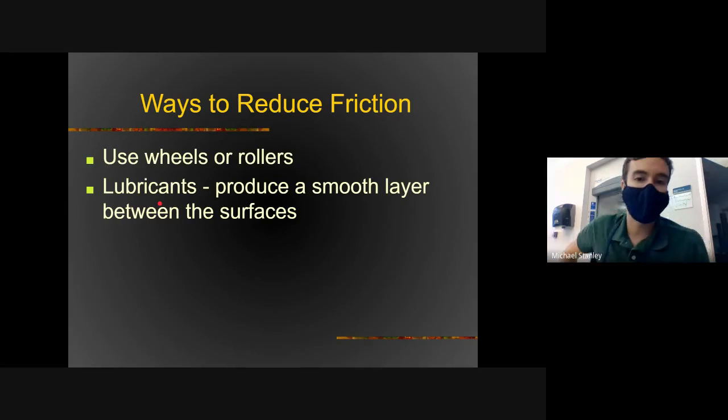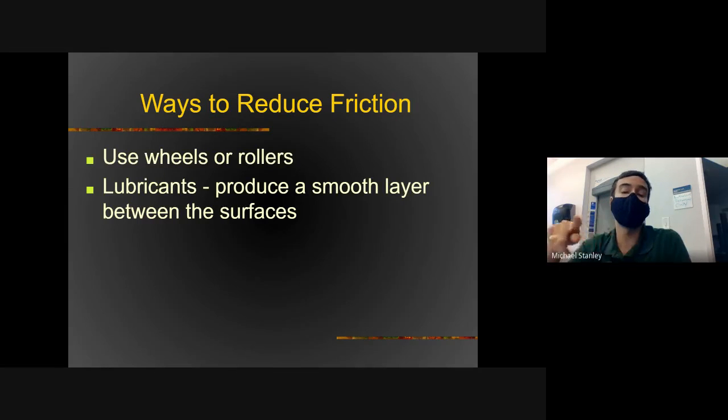Lubricants are a major way to reduce friction, especially in moving machinery parts. This helps to make an even smoother layer between the surfaces. Like I mentioned earlier, friction happens because of all those tiny microscopic bumps that rub against each other. And so having lubricants in there helps those things move easier by reducing all those bumps and reducing the amount of friction that is going on.